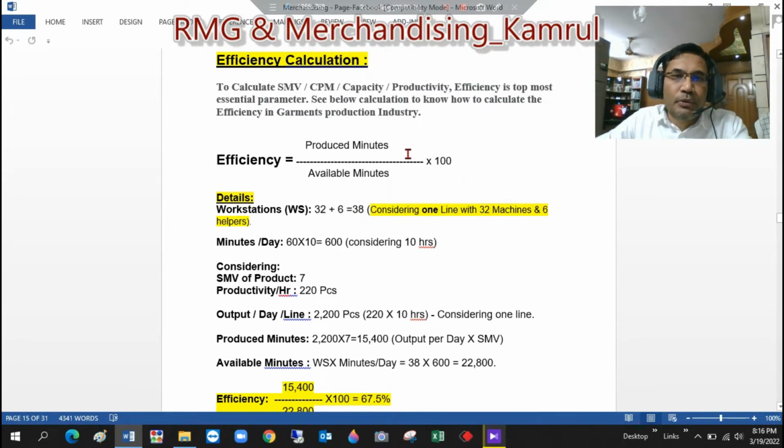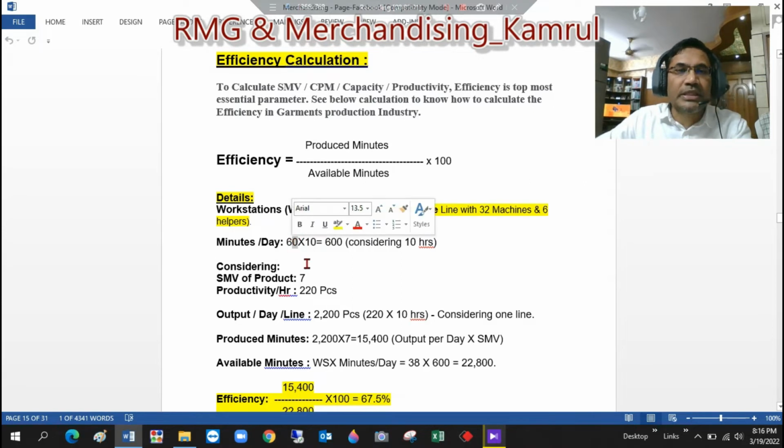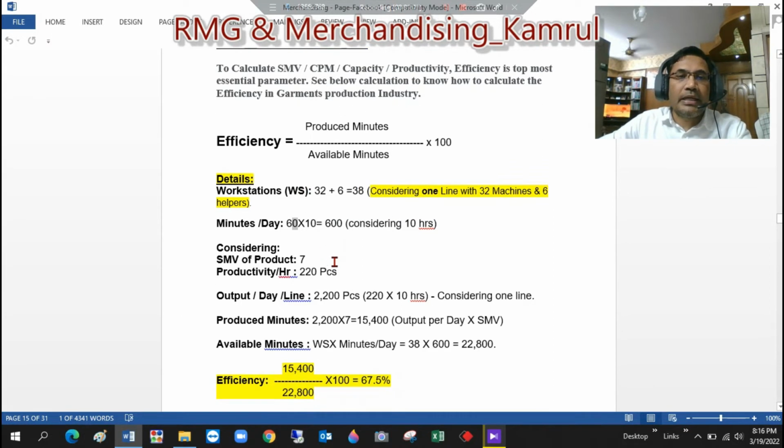To make the produced minutes, we need to know the workstation. See, workstation WS is 32 plus 6. Here I have considered one knit line, with 32 machines and 6 helpers, total 38 workstations. Per day, how many minutes are working? There are 10 working hours and 60 minutes per hour, so 600 minutes are working minutes. If I consider the average SMV of that line as 7, and average productivity of that particular line as 220 pieces.